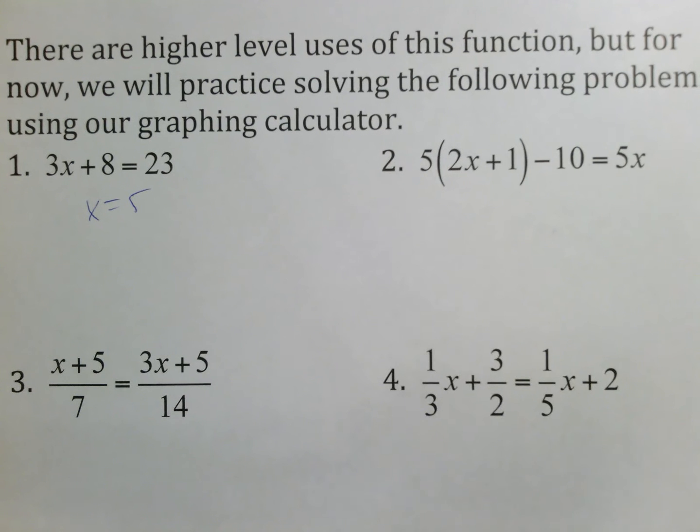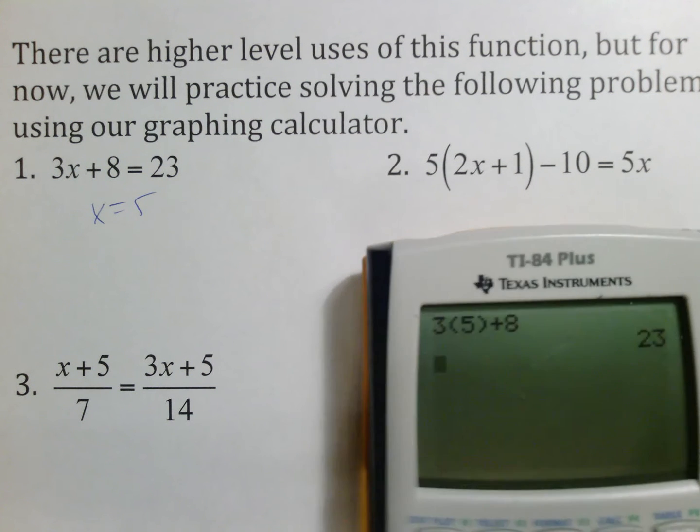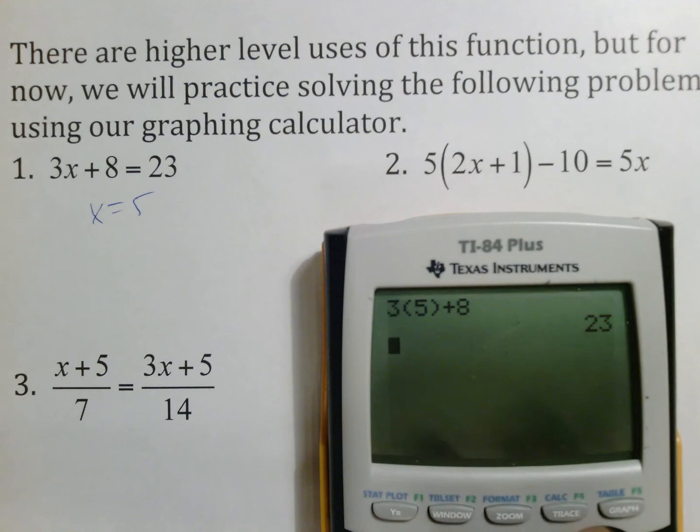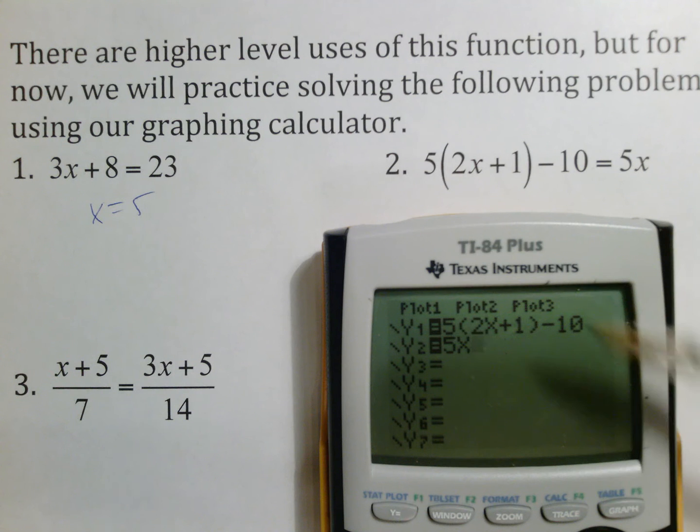Looking at number 2, same thing. If you want to know the answer to this really quickly without having to go through a whole bunch of stuff, and you're taking an SAT or ACT, bring up your graph, clear out all the graphs, put the left side in one equation, 5 parentheses 2x plus 1 minus 10, put the other side in the other equation, 5x. So you've got this one equal to that one, graph it.